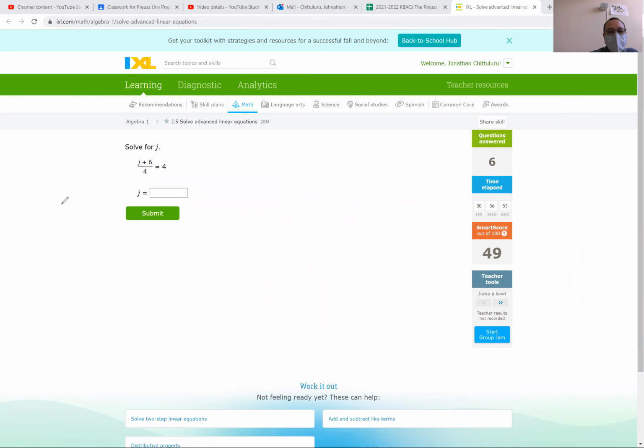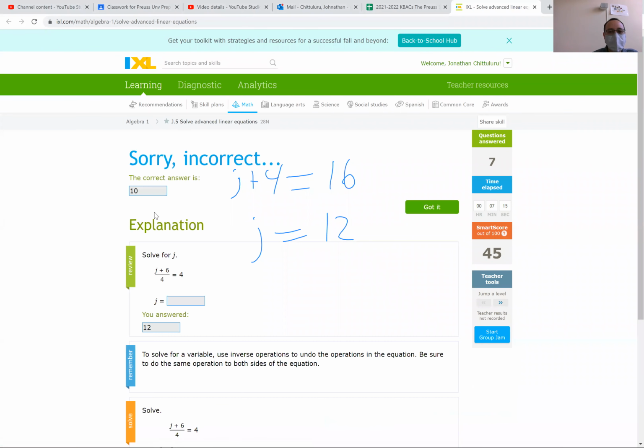Same thing. J plus 6 over 4 equals 4. Since we're dividing on the left by 4, we have to multiply both sides by 4 to undo that division. So j plus 4 equals 4 times 4, which is 16. Now we subtract 4 from both sides. J equals 16 minus 4, which is 12. Okay. Boom. That's how it's done.